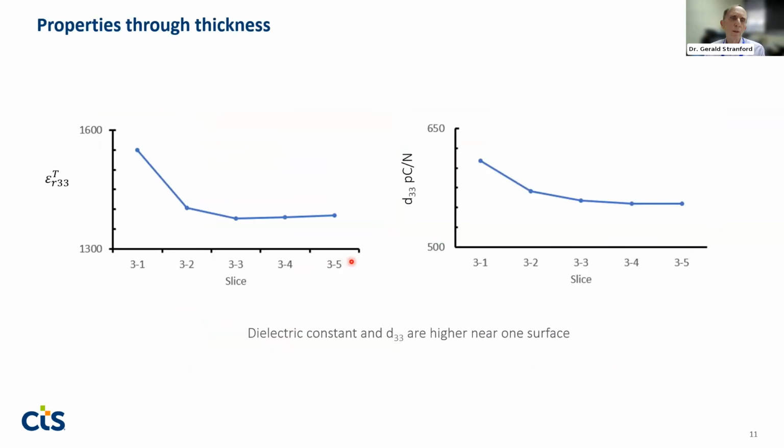After electroding and poling, we took a look at the properties of the material, and we see that slice 3-1, which shows the least amount of tetragonality, I'll say has the highest dielectric constant and the highest D33 coefficient. But as we look at the other 4 slices, we see they've declined a little bit. Here we're going from a dielectric constant of about 1550 down to around 1400, maybe a little bit lower, but fairly consistent between the other 4 slices. Same trend with the D33. We're going from about a 610 here down to around a 570 D33 coefficient.